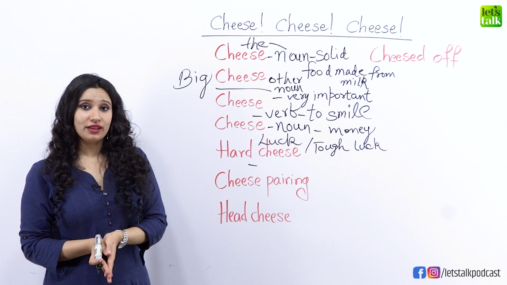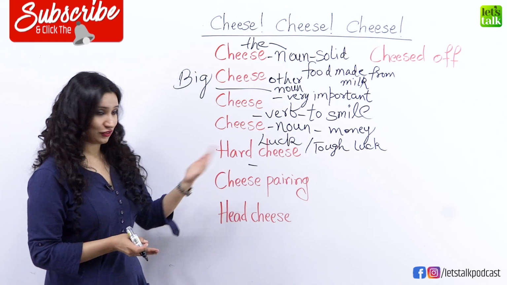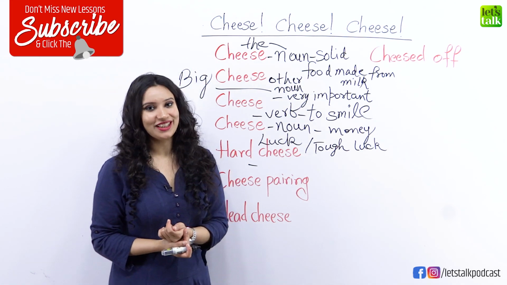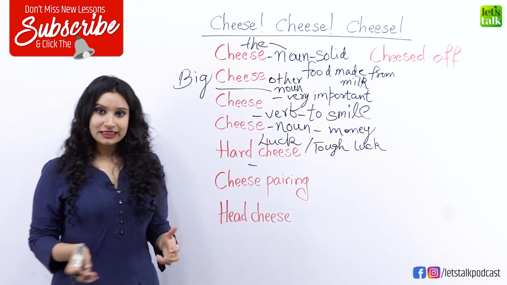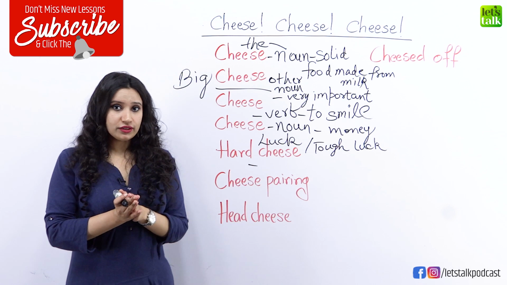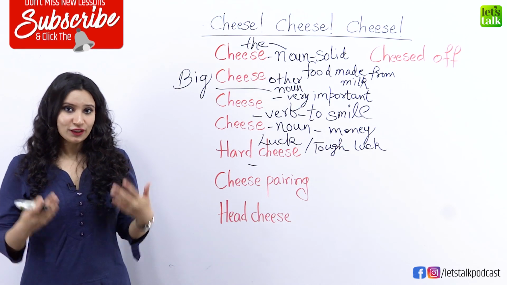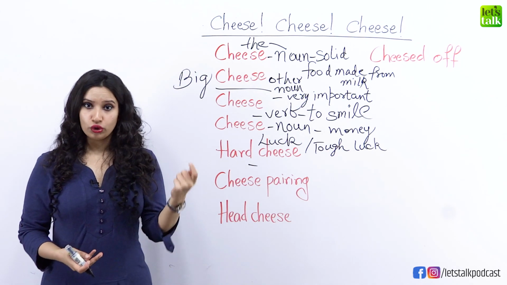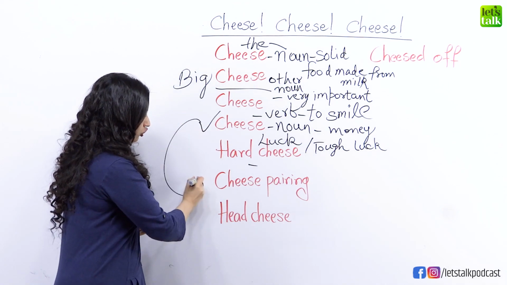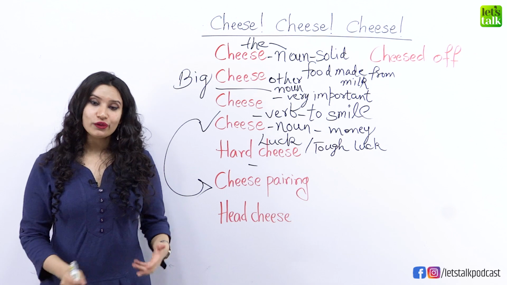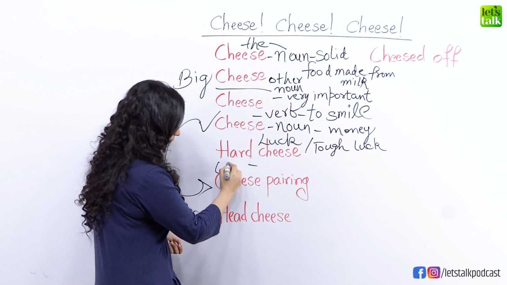If you know someone who has really tough luck, you can use this to talk to them and tell them that they have hard luck. Okay, the next one that we have is cheese pairing. Like we saw that cheese has some connection with money, it's also used for money here. The same way cheese pairing here is also used for money.